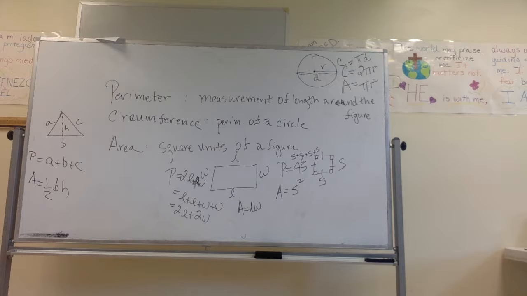Is it 34? Yeah, because you can say 12 plus 12, 24 plus 10, 34. All right, and then the area, 60. If I counted all those little blocks in there, I'd find that I have 60 blocks in there, right? So 60 what? 60 square inches. Okay, so the units are important.